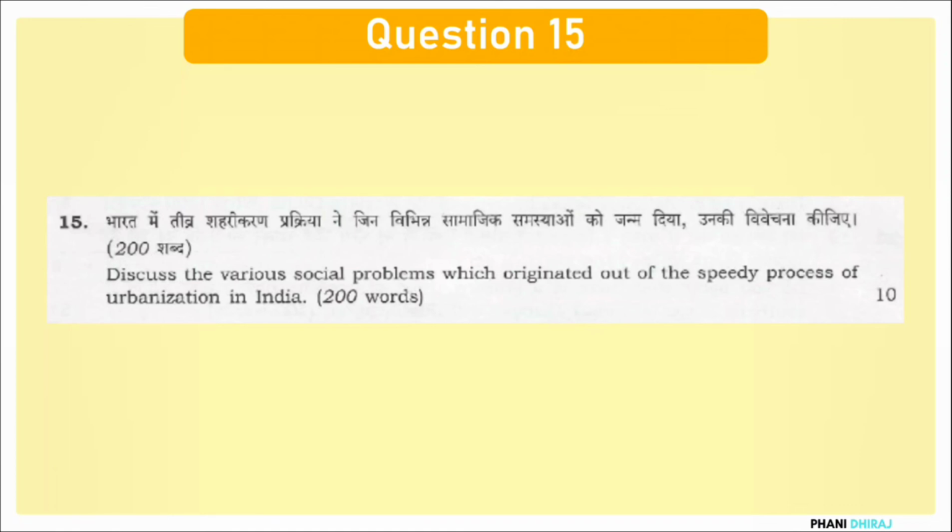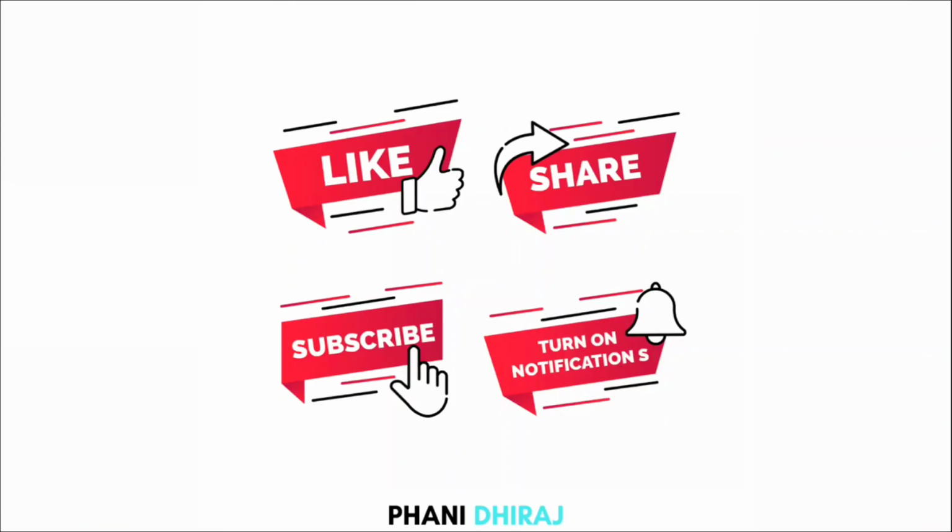Not only that, because they are saying the word discuss here, you have to discuss and talk about the reasons why this urbanization process is taking place in India. 200 word limit, 10 marks. So these are questions 1 to 15 in part 1. In the next part, we will be dealing with the rest of the questions from the General Studies Paper 1 2013 UPSC Mains paper.